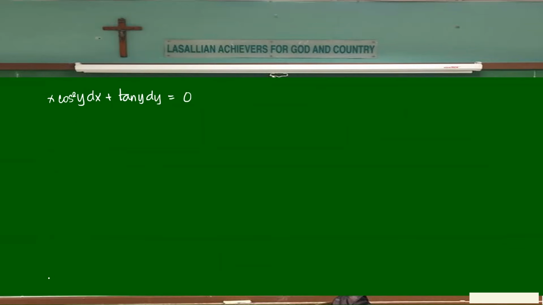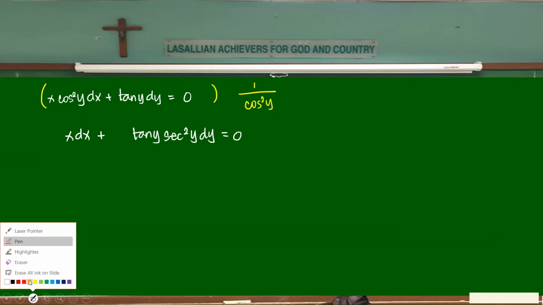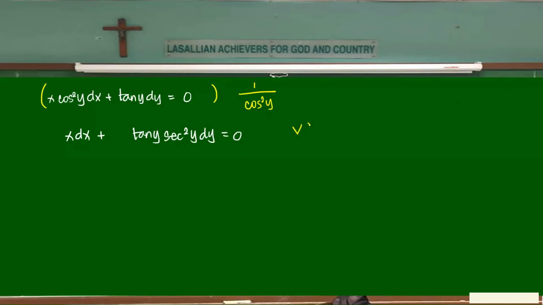what we don't need here is the cosine squared y. So if we divide both sides by cosine squared y, that means this will just purely be x. This becomes tangent of y divided by cosine squared. What's 1 over cosine squared, guys? Secant squared y dy is 0. So now, is it variable separable? Yes, it's because we were able to separate the variables.